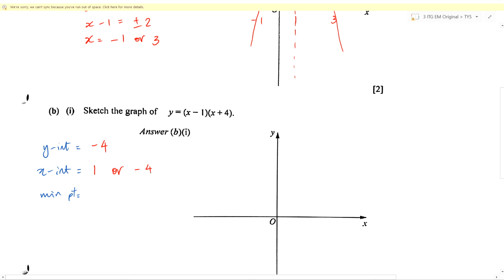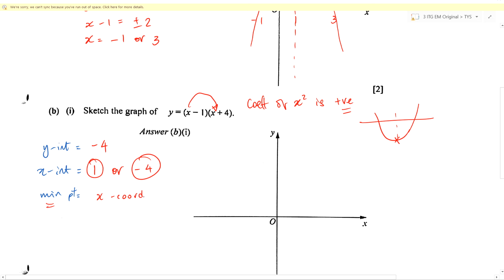Okay? Now, because the coefficient of x squared is positive in value, it is a positive 1, so we are expecting a parabola opening upwards. It has a minimum point. The minimum point has an x coordinate right in the middle of our two x-intercepts. So the middle value, the median or the average of 1 and negative 4, the x coordinate is equal to negative 4 plus 1 over 2, which gives us negative 3 over 2.